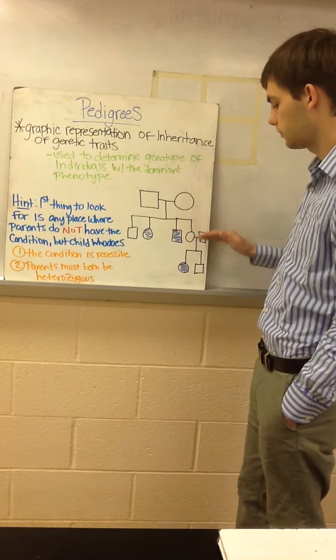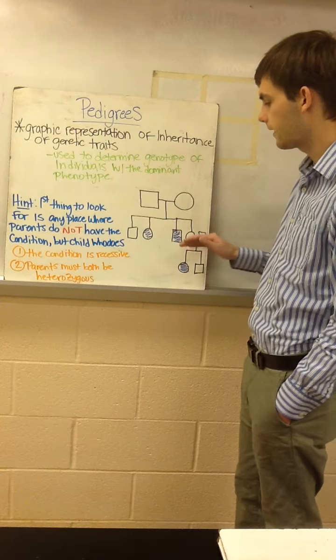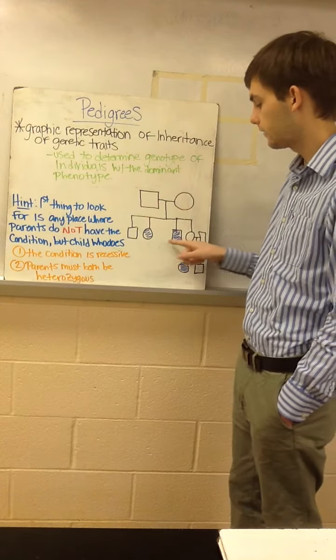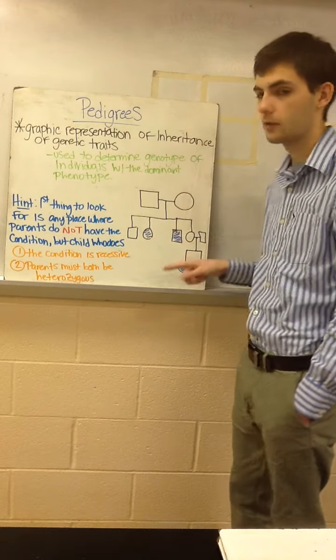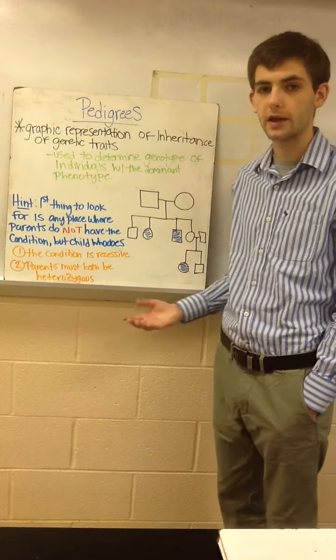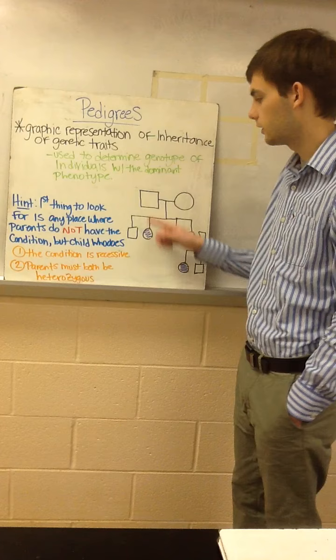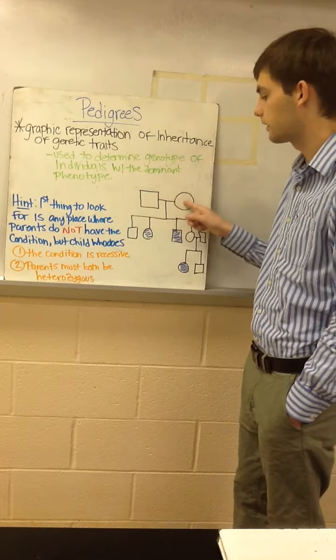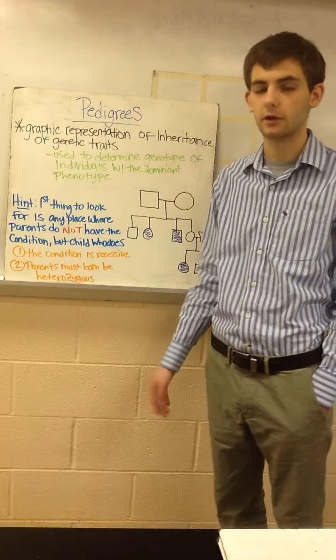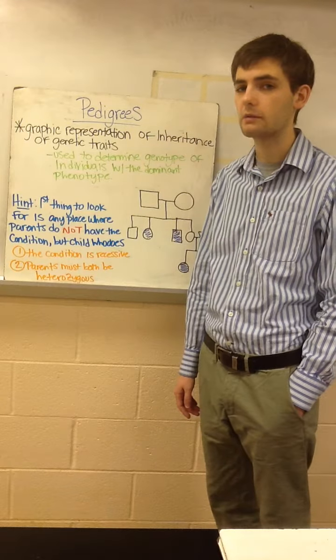So in this example, we have 2 parents who don't have the trait, but they have a daughter and a son who have the trait. That means that this condition, whatever we're looking at, is recessive, and it also means that both of these parents have to have a capital letter and a lowercase letter. You could prove that using a Punnett square.